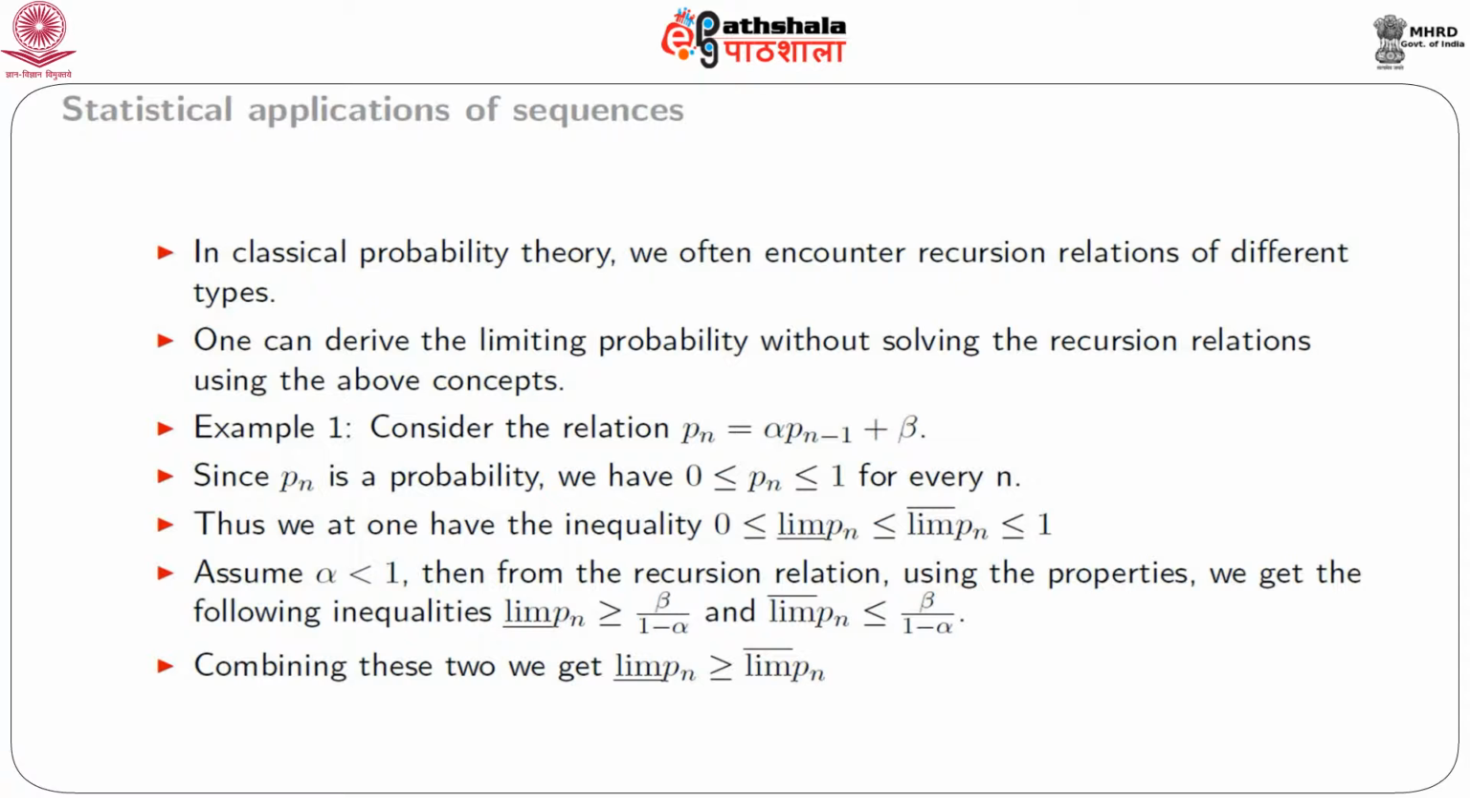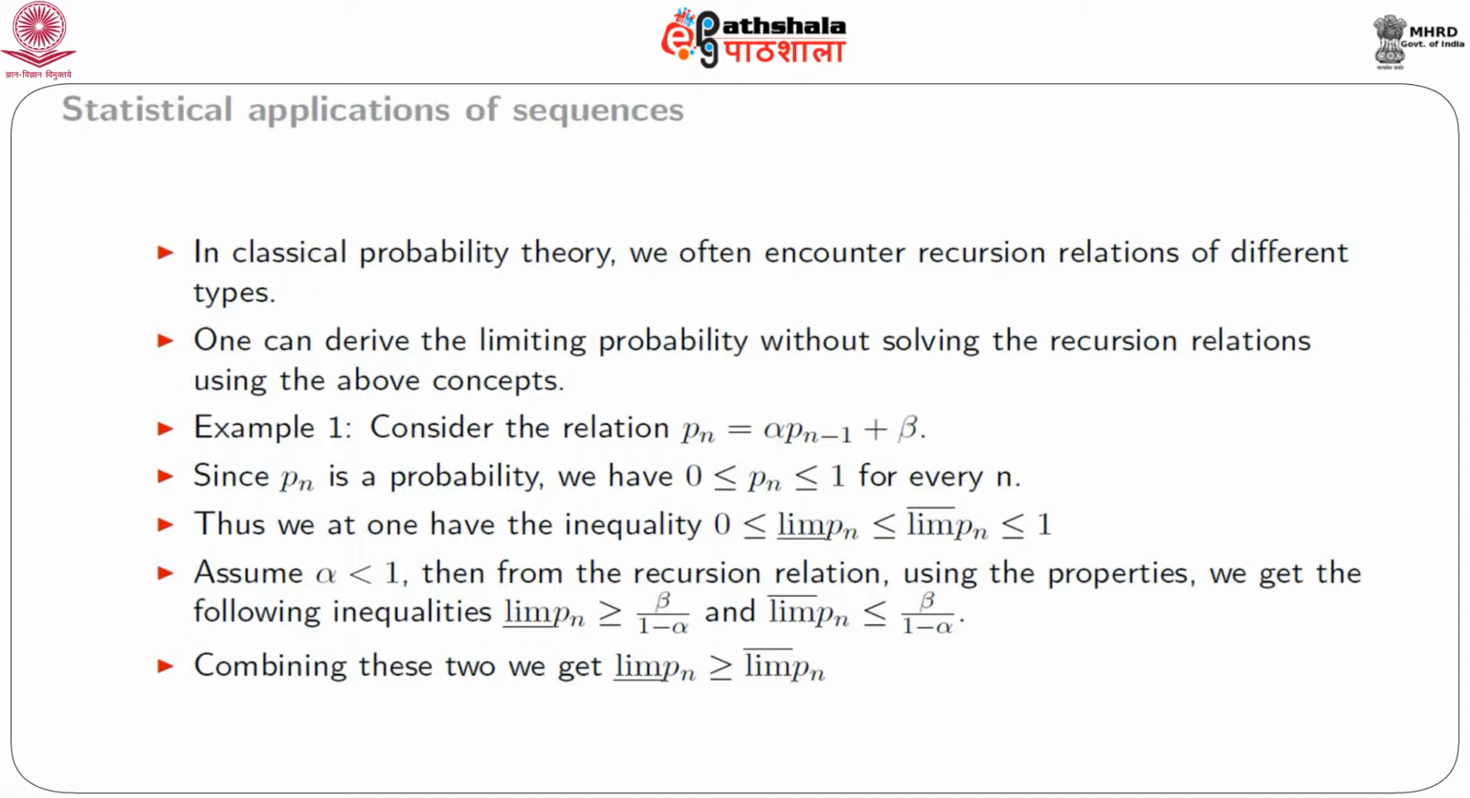So consider the relation Pn equal to alpha Pn minus 1 plus beta, where Pn is a probability. Since Pn is a probability, we must have 0 less than or equal to Pn less than or equal to 1 for every n greater than or equal to 1. Thus, we at once have the inequality 0 less than or equal to limit inferior of Pn less than or equal to limit superior of Pn less than or equal to 1. And since Pn is a bounded sequence, limit inferior and limit superior are both finite and they exist. Now assume alpha less than 1.